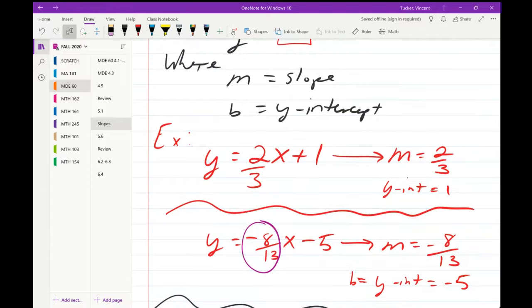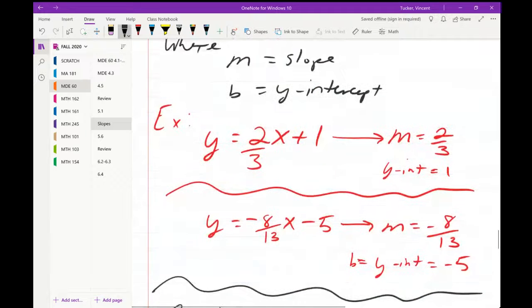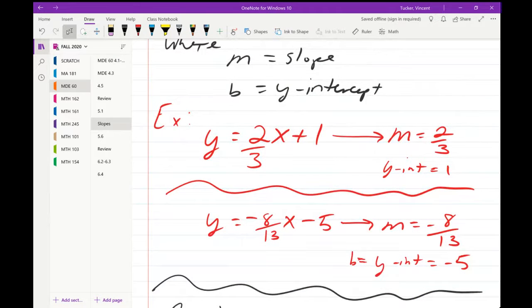And here I just did another example. If we have y equals negative 8 over 13 x minus 5, then your slope is negative 8 over 13, and then your y-intercept, b, is negative 5. Right, questions before we use this information to graph?